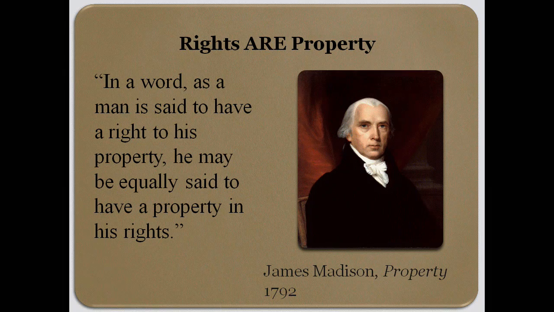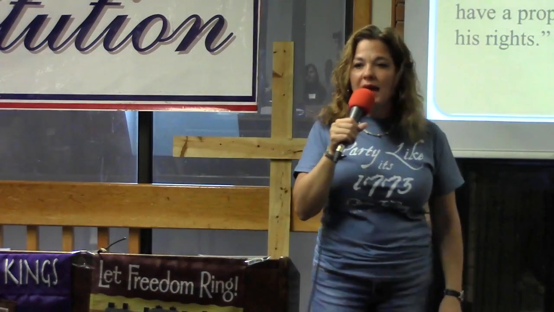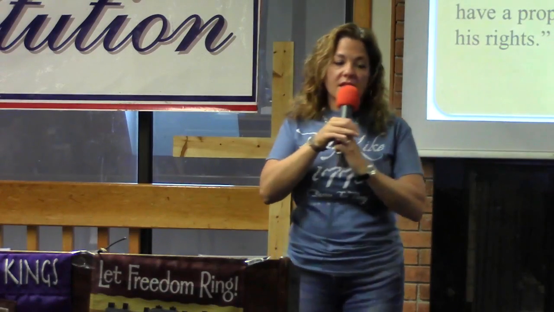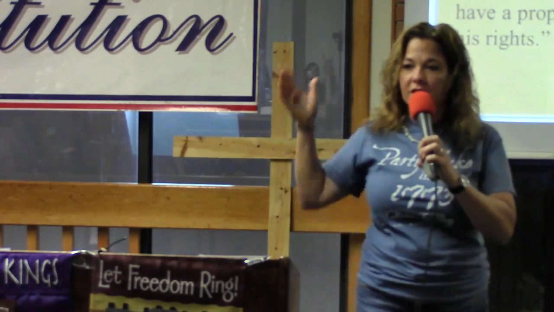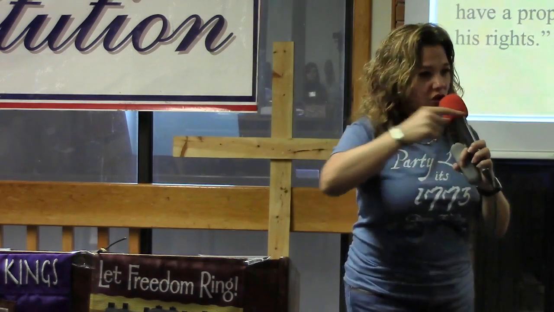And there's something that we need to understand about our rights. James Madison tells us in a dissertation that he wrote in 1792 called Property. He said, in a word, as a man is said to have a right in his property, he may be equally said to have a property in his rights. And what Madison is simply trying to remind us is that your property that your house is built upon, how many of you know your property is measured out and there are lines that are surveyed in property lines? You guys know that, right?